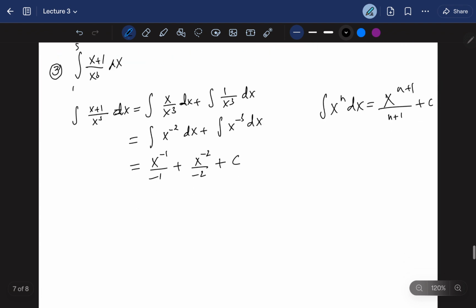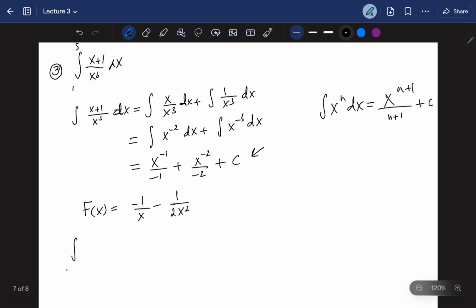Now, like we stated, I can just take this c to be 0 in my antiderivative. So my f of x, which is the antiderivative, could be just negative 1 over x minus 1 over 2x squared, without taking any value of c. I'll just take it to be 0.